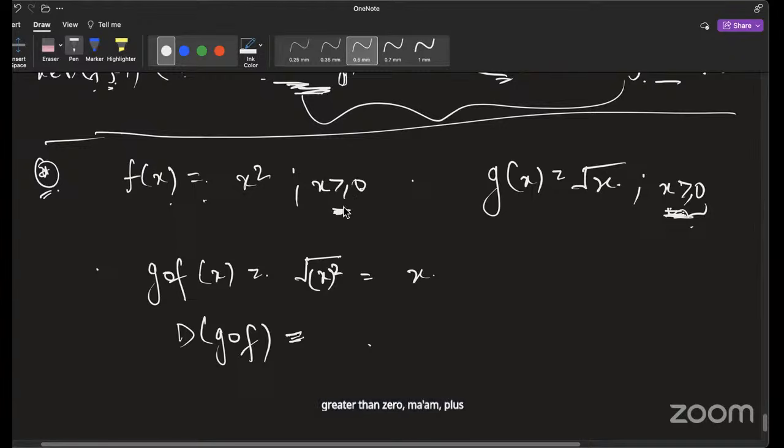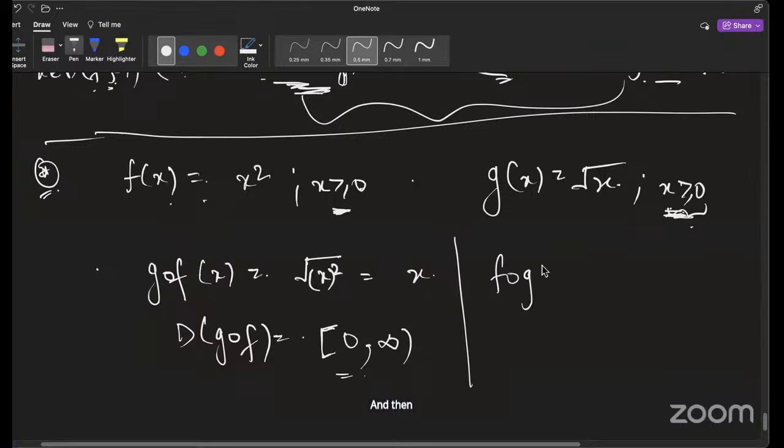Yes, because R is greater than 0, ma'am. The domain should be strictly greater than 0, right? Not strictly greater. Why strictly greater? You can take 0. Okay. Yeah, ma'am, got it. And then similarly, you can do for FOGX.